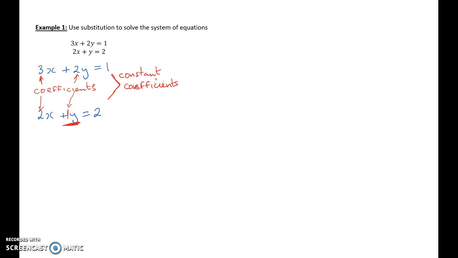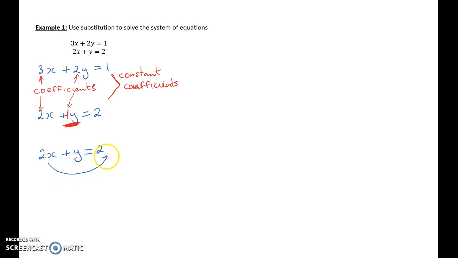Now, let's go back to the start. We are going to begin, the reason I've highlighted this 1y, we're going to begin by getting that 1y on its own. Okay, so this is going to be our starting point. We begin by looking for the variable that has a 1 in front of it and then getting that variable on its own. So this is where we begin. 2x plus 1y, or just y, is equal to 2. And then we want to get the y on its own because it has a 1 in front of it, so we'll try and get it on its own.